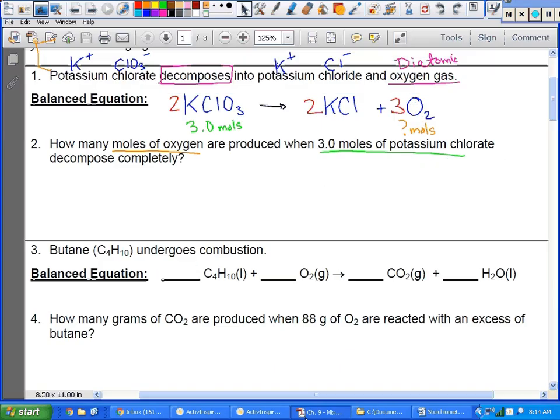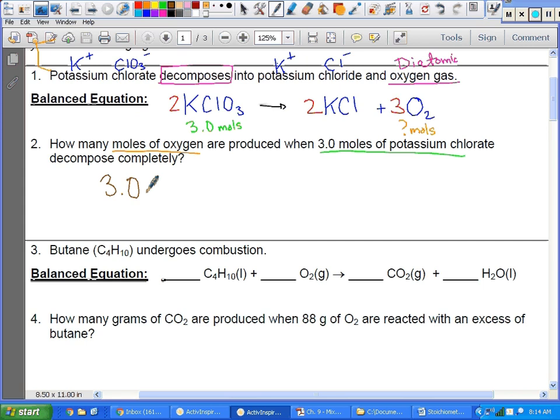All right, so we're starting with 3.0 moles of what? KClO3. I'm just going to stop there and let you catch up.